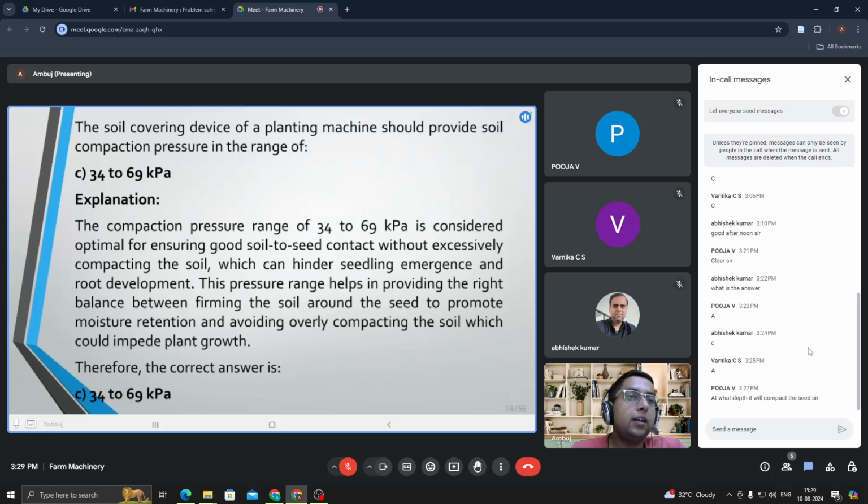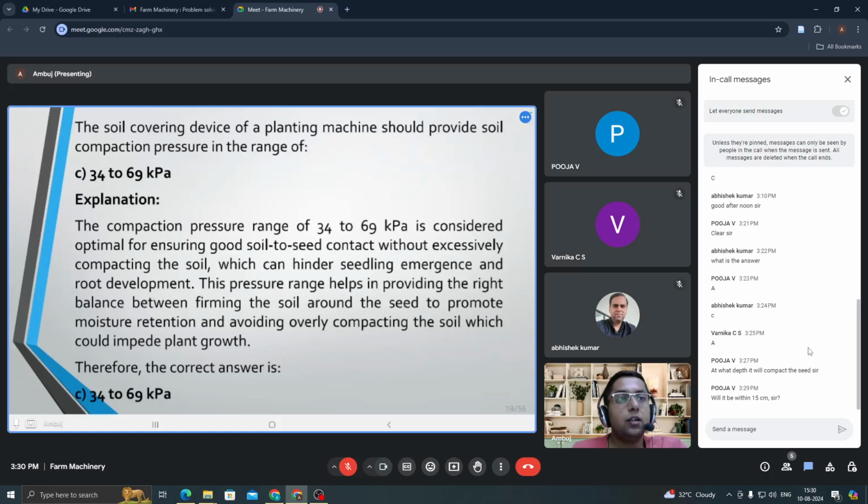Like in this particular question, I'll be telling you about a sugarcane planter. Will it be within 15 centimeter? Yes, it can be. In case of grain crops, it would be within 15 centimeter definitely. But in certain crops, like sugarcane, it would be up to 30 centimeter also. So that will depend on the agronomic parameters.